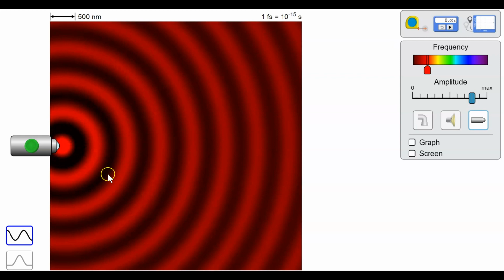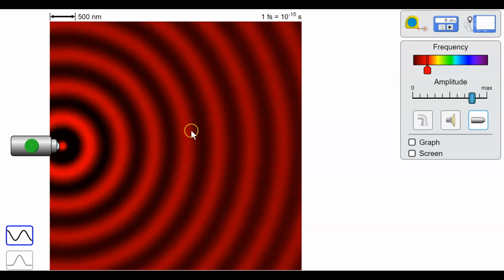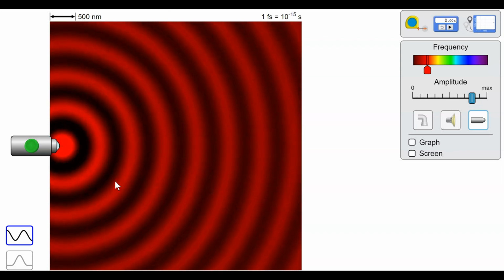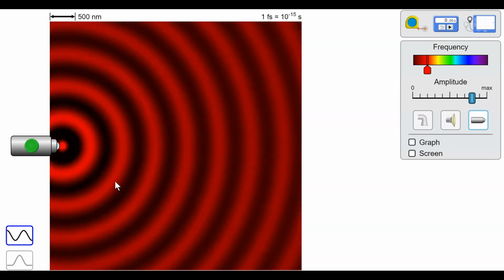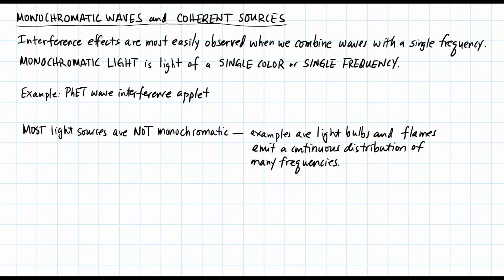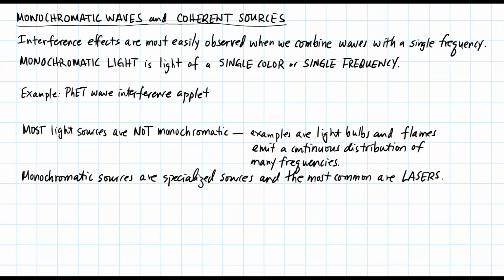Another monochromatic source that's very common is a red laser. So this would be a monochromatic light source, one single color. However, most light sources are not monochromatic. Examples are light bulbs and flames. They emit a continuous distribution of many frequencies or many colors. Monochromatic sources are specialized sources, and the most common of these sources are lasers.